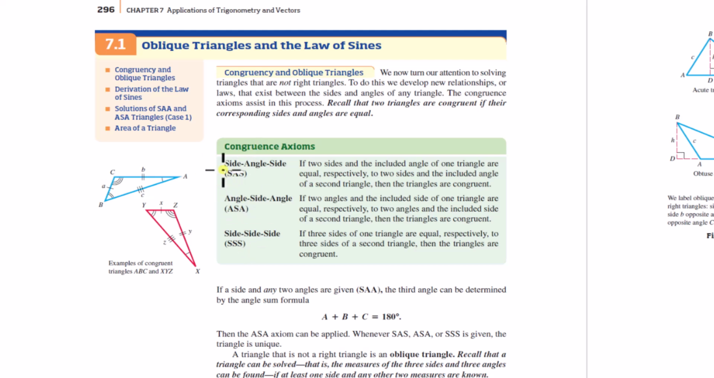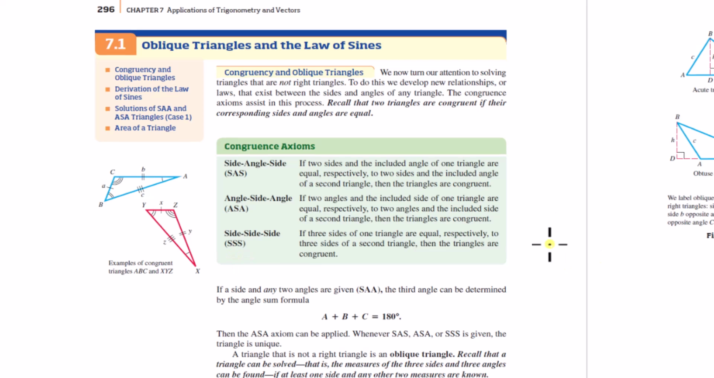And so to show congruence, these were the three axioms. If you could show that two side lengths and the included angle were the same between two triangles, then the two triangles were congruent. If you could show that two angles and the included side length were the same between two triangles, then they were congruent. If you could show that all three sides were the same length, then the triangles were congruent. Okay?